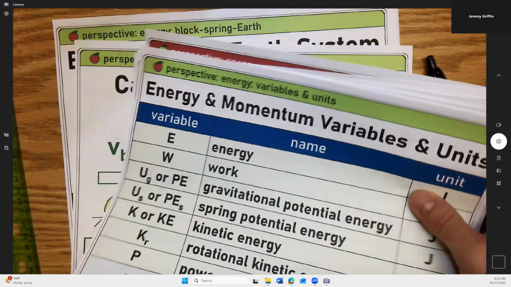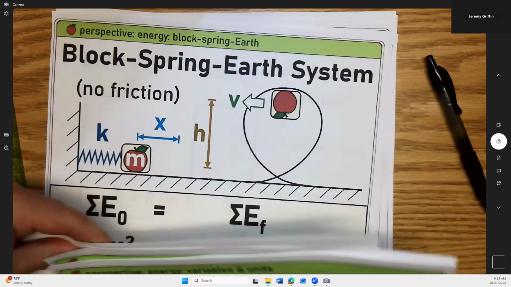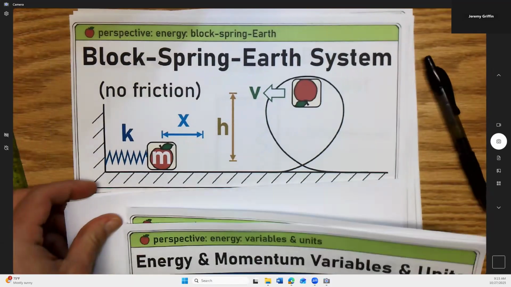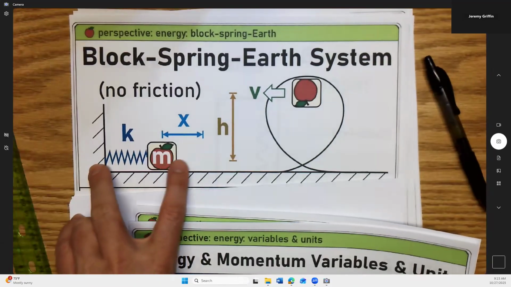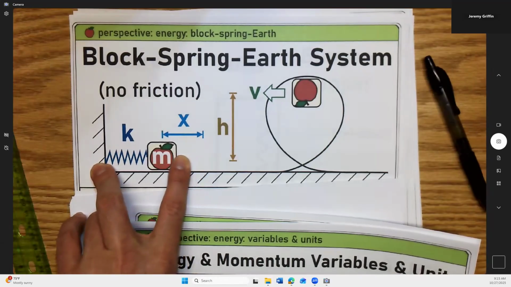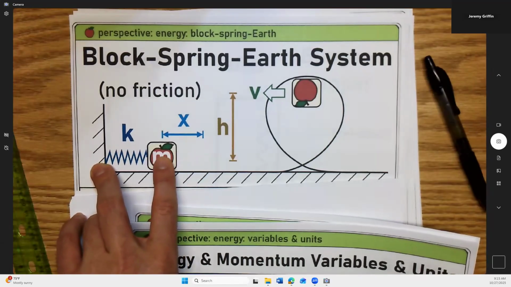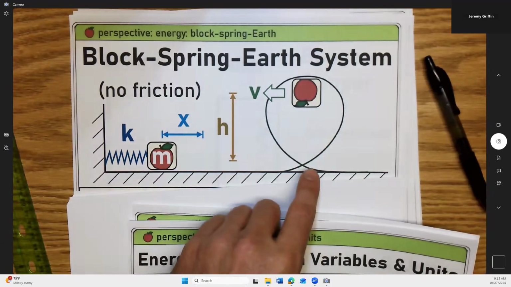This next one's fun. All right, so I've got a block-spring-earth system. I'm going to push this block against the spring, so I just squashed the spring by some amount x. It took some force to do that, didn't it? It took some force times some distance. I think I did some work compressing that spring. Then I'll let it go. It's going to fly around this loop right here.